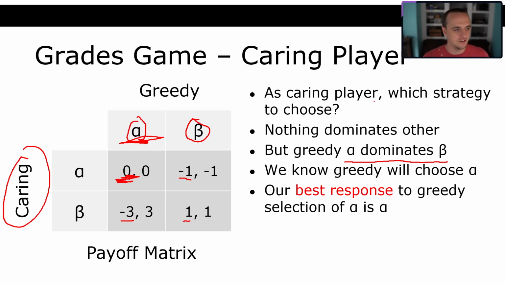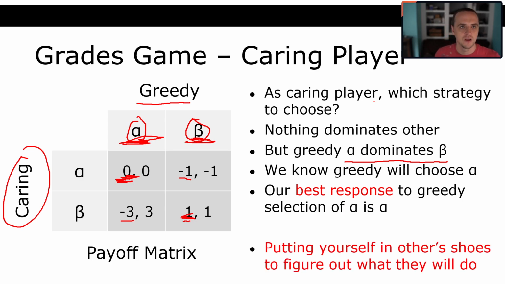Our best response to the greedy player's selection of alpha is for us to choose alpha. So the best response is always to a particular choice of the other player. So our best response to alpha is alpha. Our best response to beta would be beta, okay? But we know greedy will choose alpha.